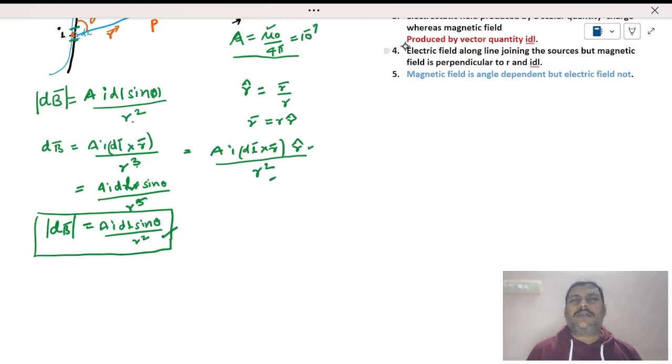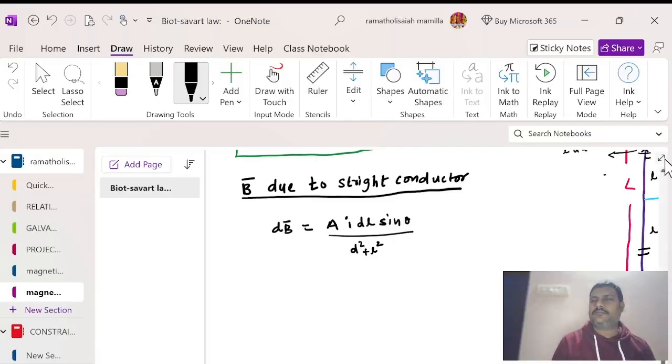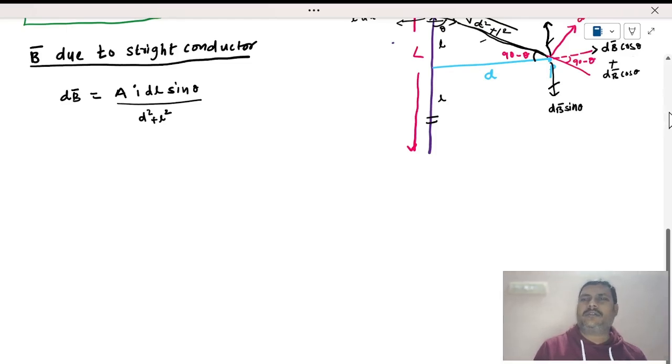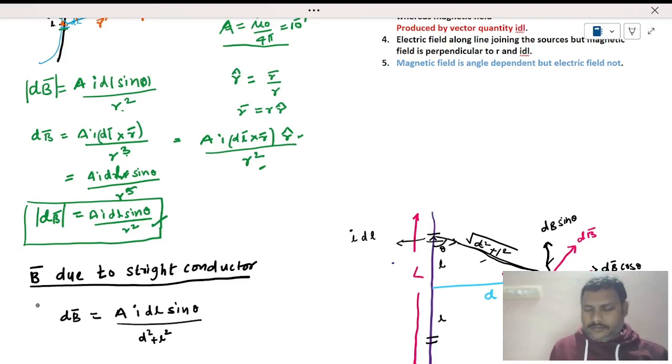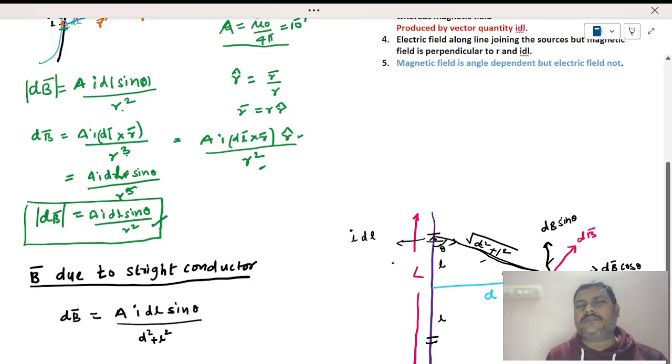So now, first consider the circular coil. Sorry, straight conductor. First we will go with the straight conductor. Welcome back. We studied the Biot-Savart law, and now the field due to a straight conductor. Consider the straight conductor in the given diagram, where theta is the angle between the Idl element and r bar, the position vector at point P. I want to find the field dB at the distance d.